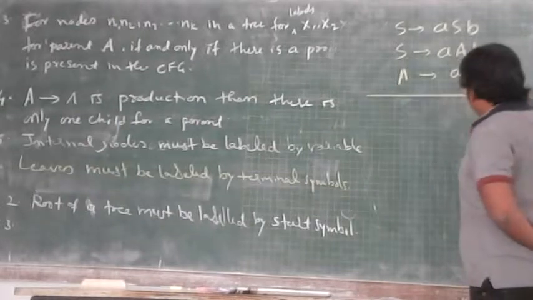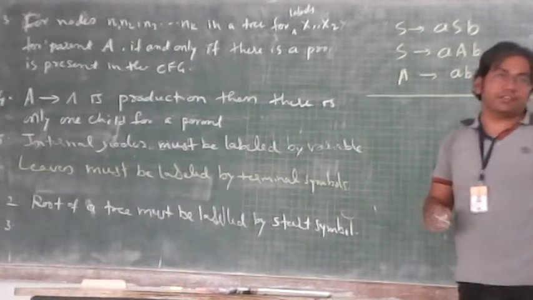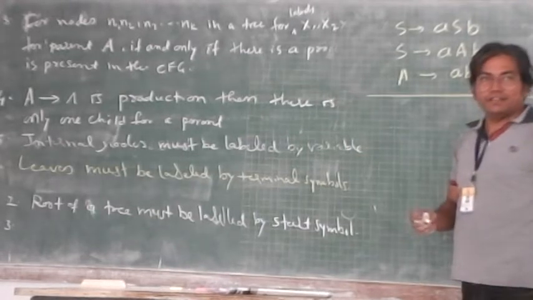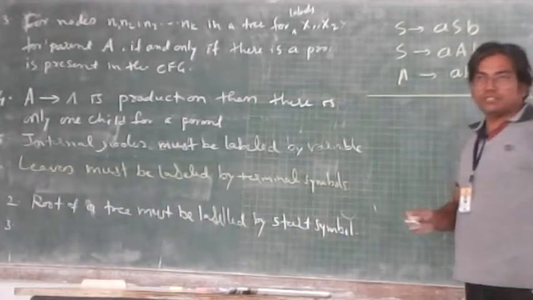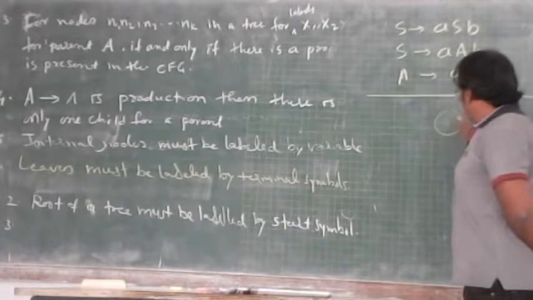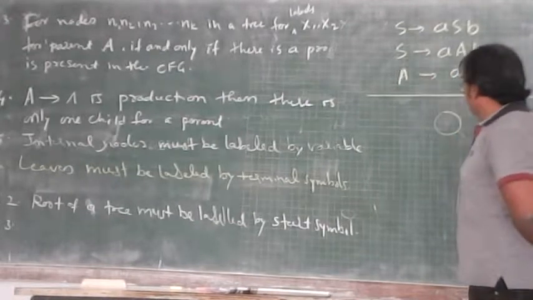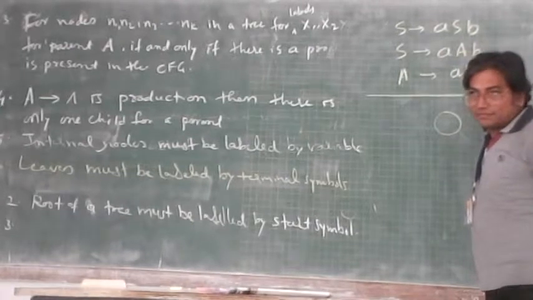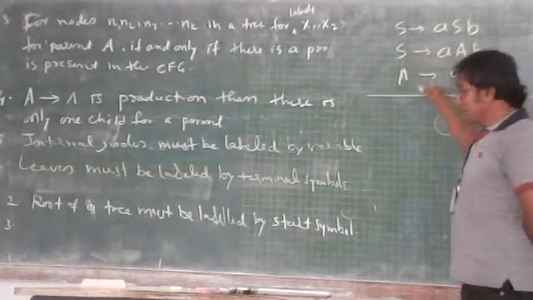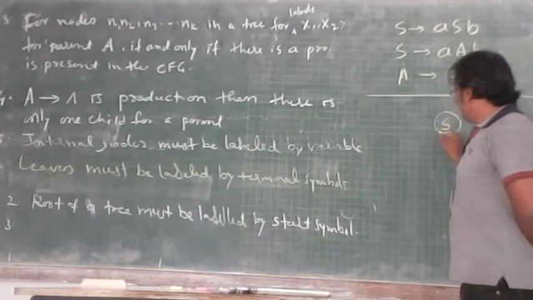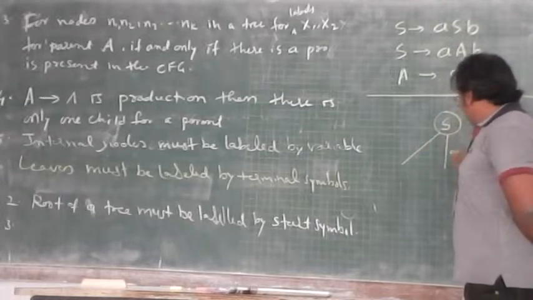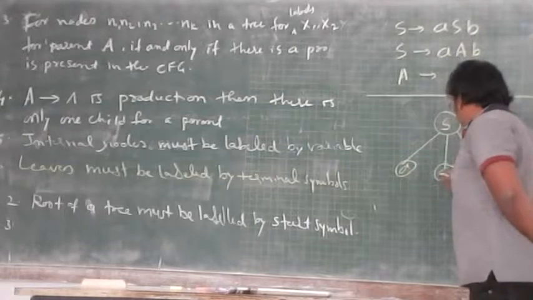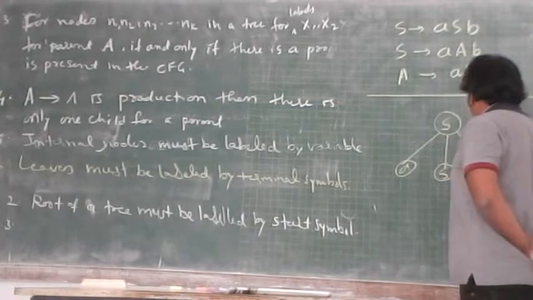I want to draw a derivation tree for this. As per my rules, what did it say? The root node should start with a start symbol. What is the start symbol here? I have two start symbols, so I can consider this or this. First I am considering S. So what are the children for this node S? A, S and B.